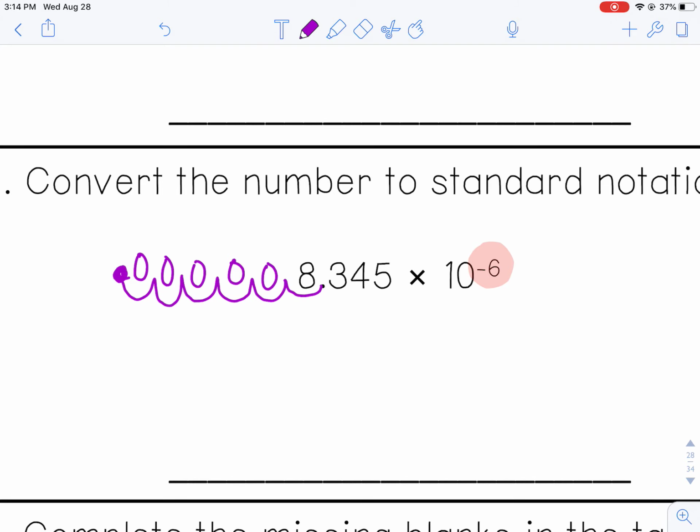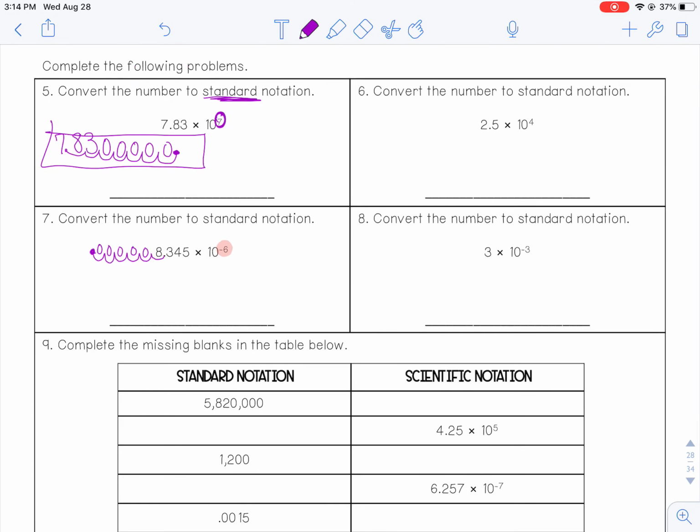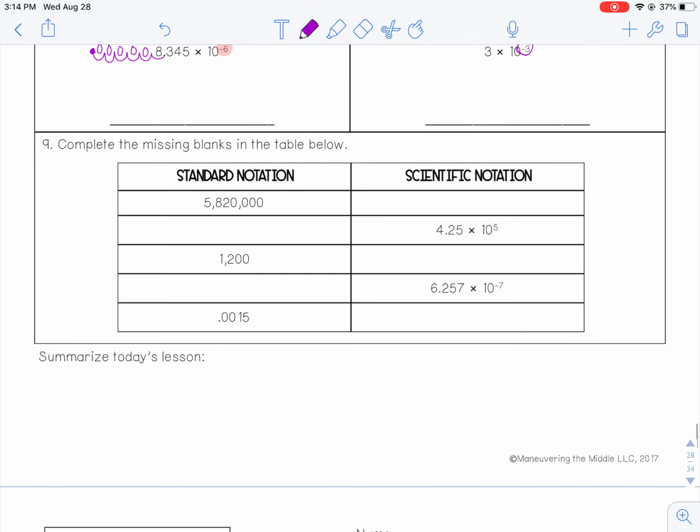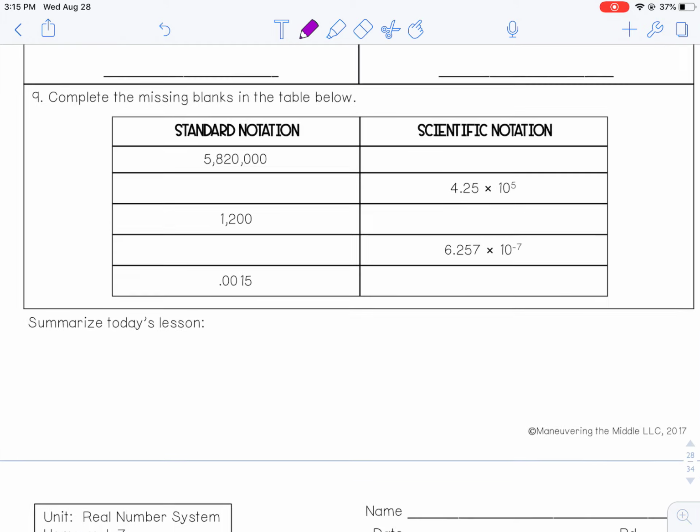Your video is going to pause again and it's going to ask you some questions about number 6, number 8, and then number 9. I'll tell you on number 6, because it is positive, you're going to be jumping to the right. Number 8, because it is negative, you're going to be jumping left. And then on number 9, I'm not going to give you any help. Okay? But I do want to make a little note on this summary. Because if there's anything we're going to mess up on this lesson, it's this.